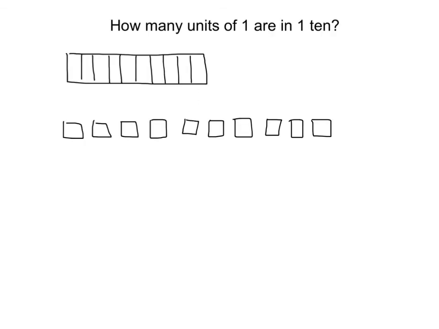How many units of 1 are in 110? 110 is represented with one large rectangle. This rectangle has 10 pieces put together. Those 10 pieces are the same as these 10 small boxes. Just these 10 small boxes are put together to make this one large rectangle. So there are 10 units of 1 in 110.